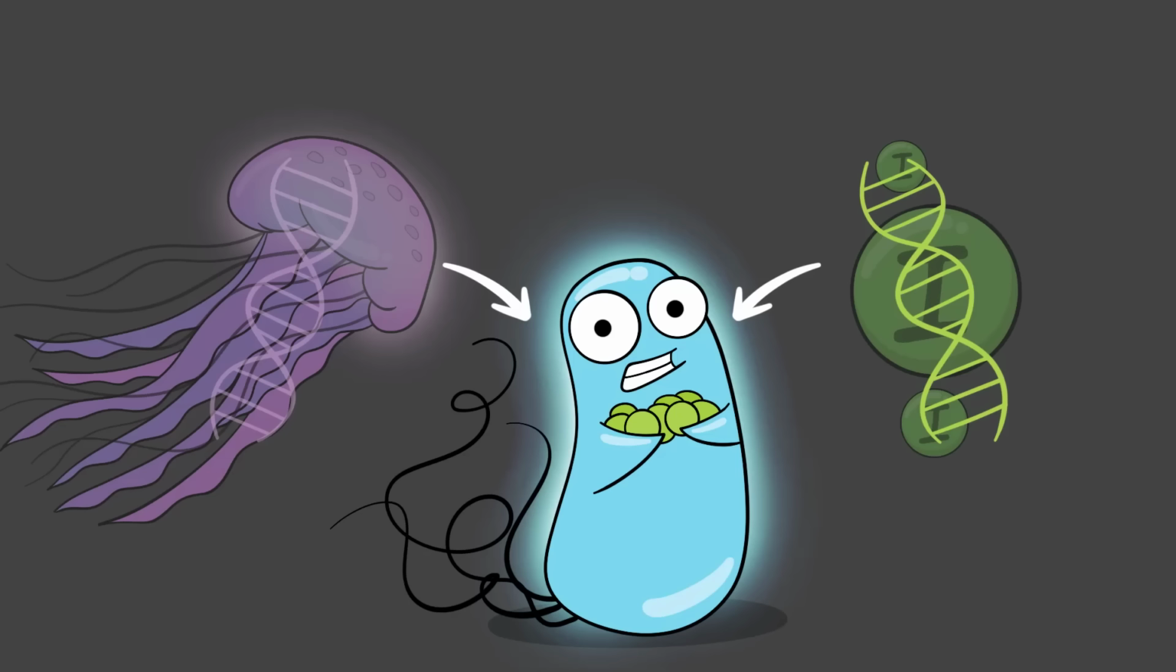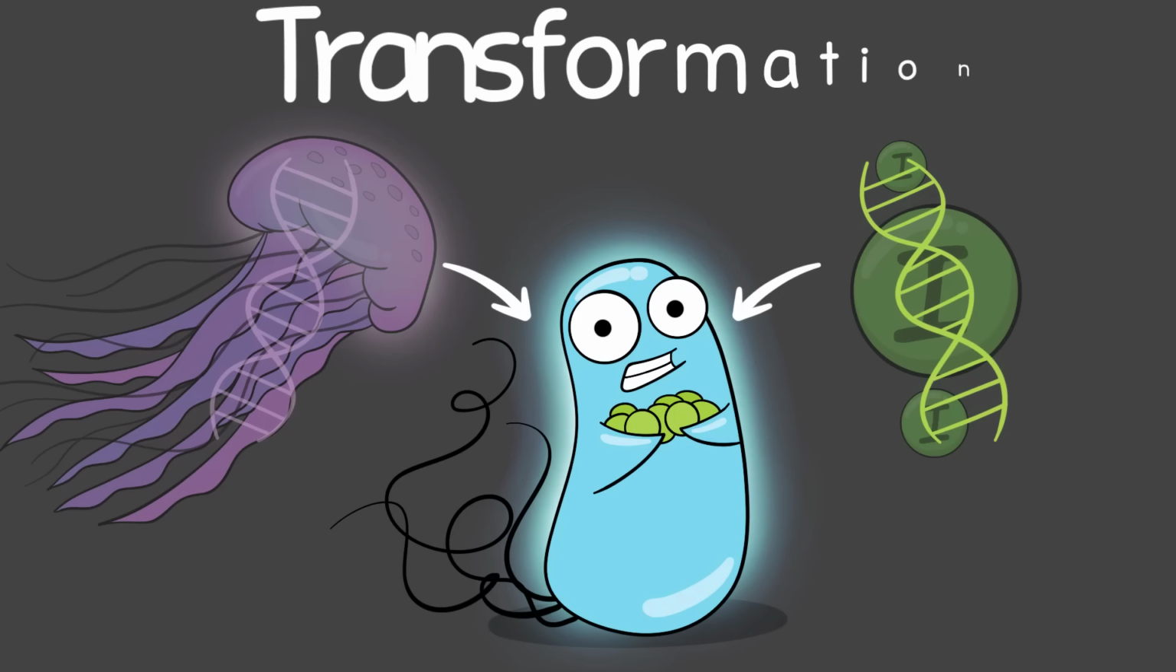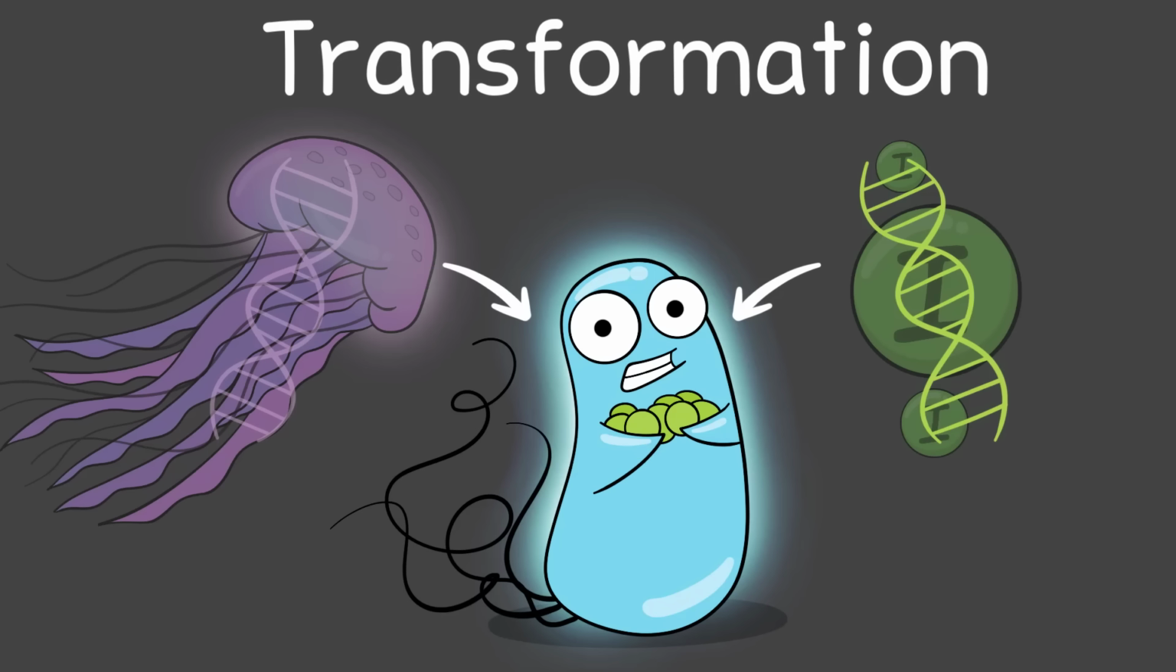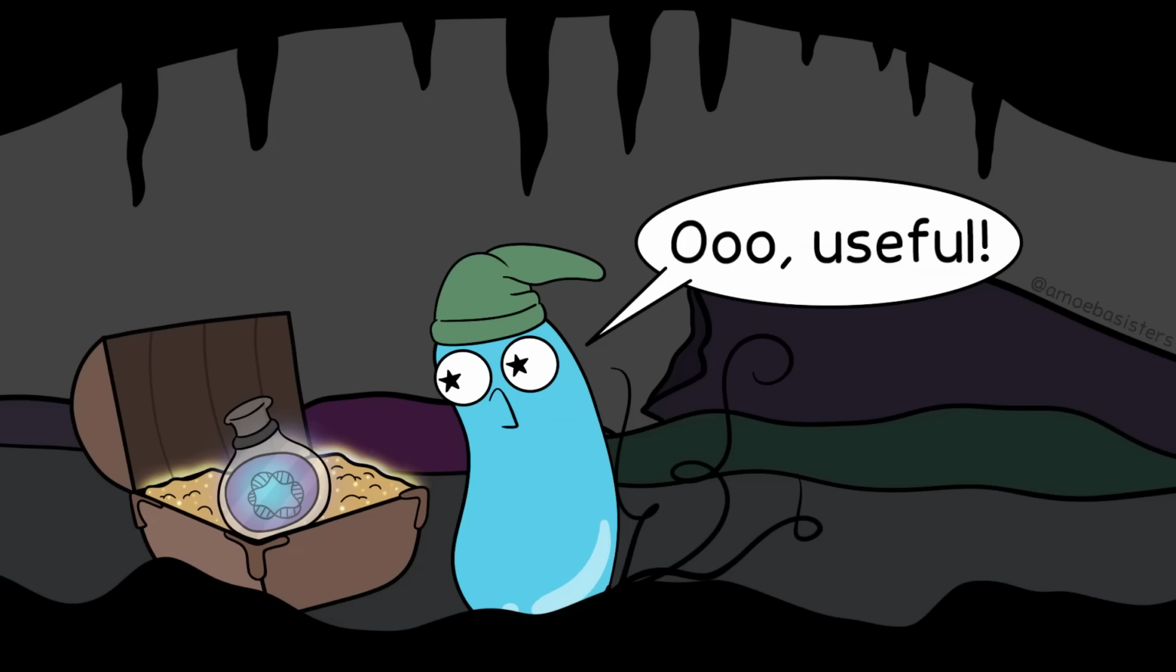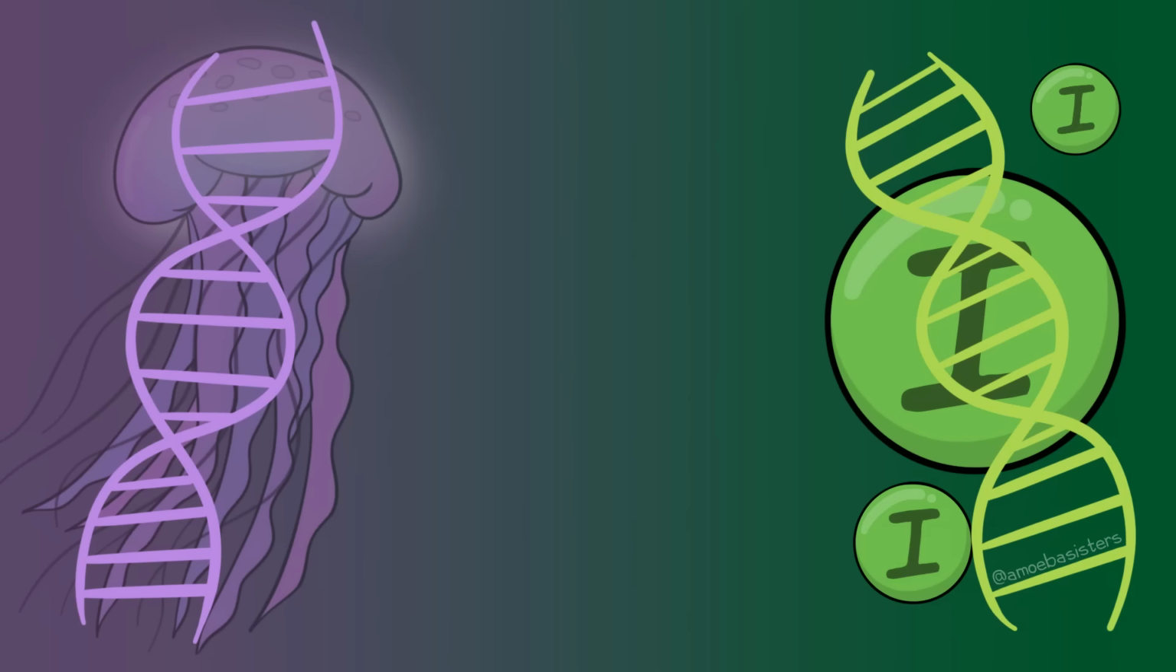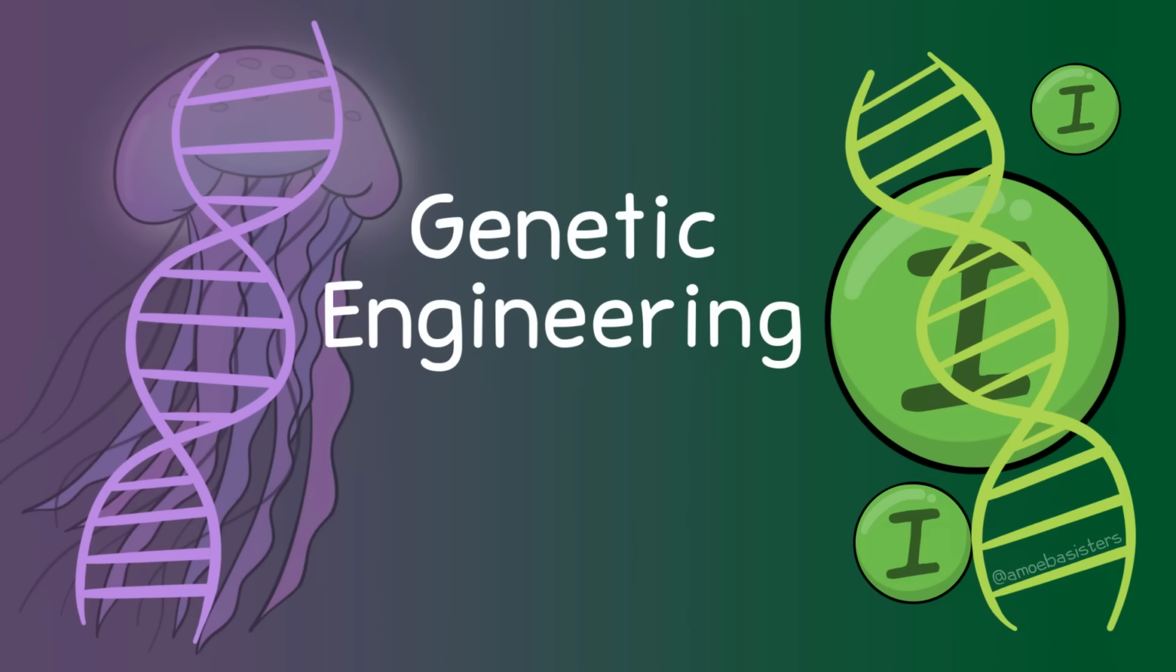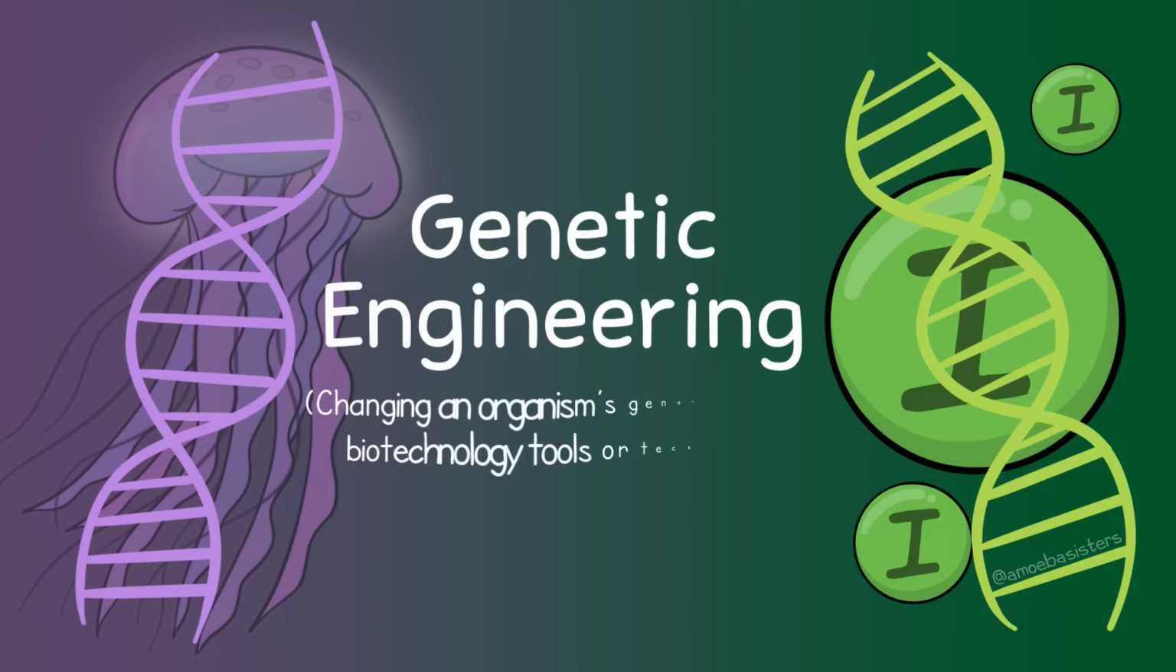Both the jellyfish and insulin scenarios are examples of transformation, which is the process where a cell, commonly bacteria, can take up DNA from their environment and use that DNA. Transformation can occur in nature, but these transformations were specifically performed using genes of interest from other organisms. These two examples fall under the topic of our video, genetic engineering. Genetic engineering can be very generally defined as changing an organism's genotype using biotechnology tools or techniques.